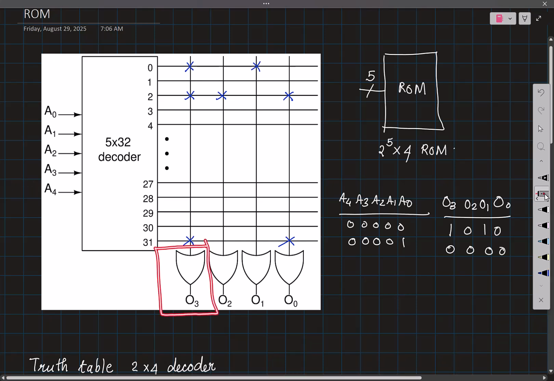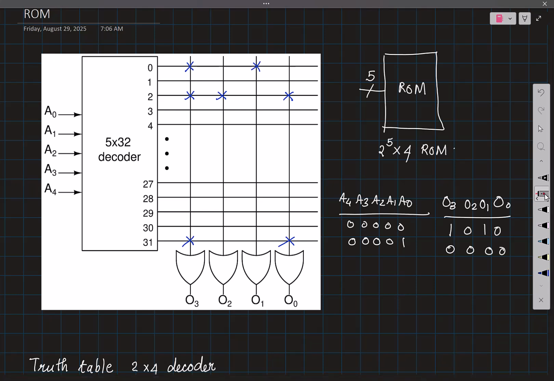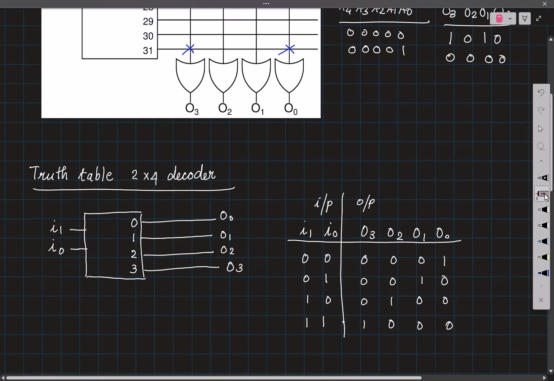So, how many inputs do you think this OR gate has in this given figure? How many inputs does it have? What is the maximum number of inputs that O3 OR can have? 32, right? So now if I make the address bits, let's say, 6-bit, then you might possibly have to design a 64-bit input OR gate, right? So can you imagine the size of such OR gates? Now let me show you how this gigantic OR gate is going to be implemented.